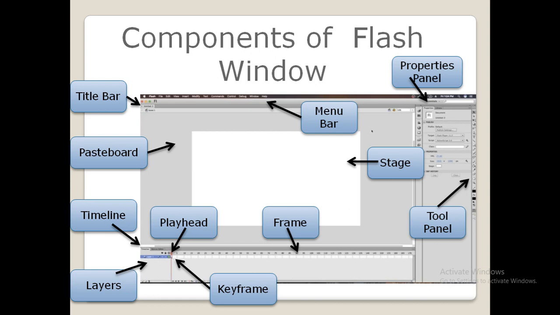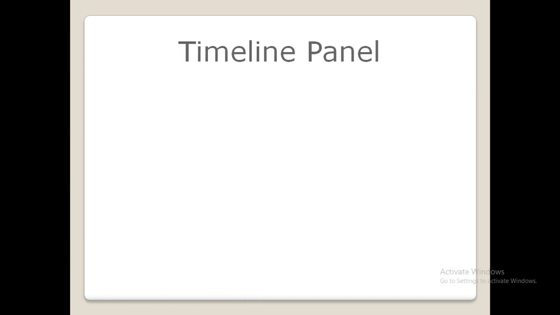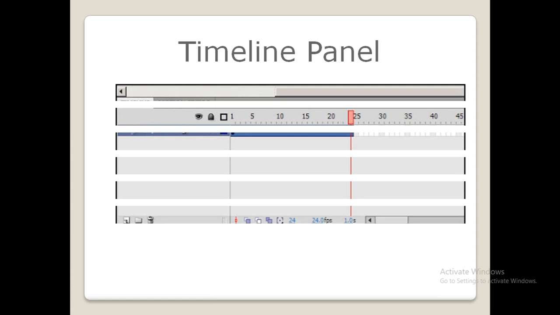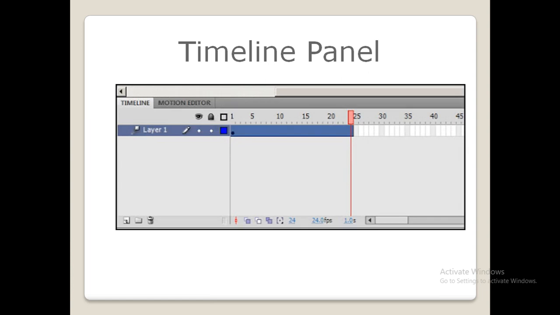So this was the discussion about the previous Flash CS6 you have studied in your class 6. Now talking about your latest chapter number 4, we will discuss the timeline panel. So now we will study in detail about the timeline panel. Now first let us see the diagram of the timeline panel. You can see it on your screen.